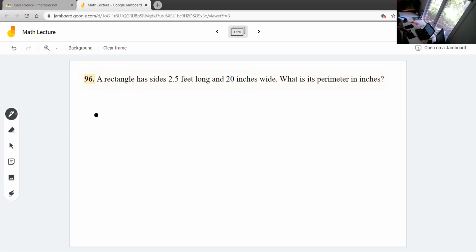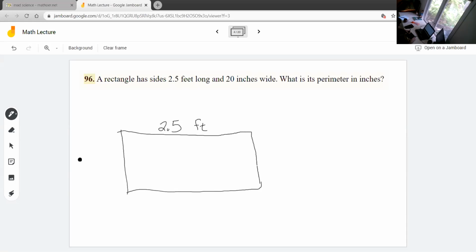So the first way to be tricky, as he mentioned, is to say, when I'm trying to label this, oh wait, that's a long thing, 2.5 feet, and that's not quite as long, that's 20 inches. They don't match. I can't add things up if they don't match. That's apples and oranges. So I have to change one of them to match the other. And I don't get to pick. It says, what is the perimeter in inches? So that means I need to have an answer in inches.